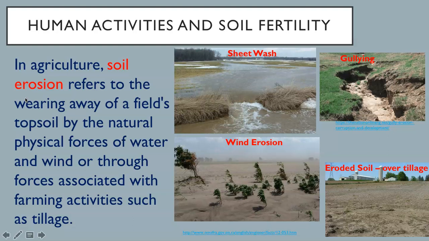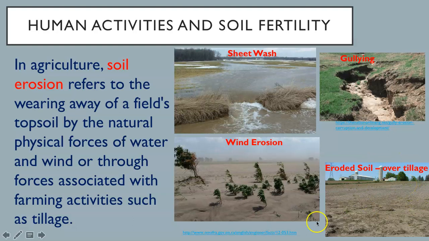Here you see large areas of soil washed away during a storm. This type of activity is called sheet wash. Here you see gullying. Channels develop following rainfall. Over time, the gullies become deeper and deeper. And here you see wind erosion. And here is eroded land following over tillage.